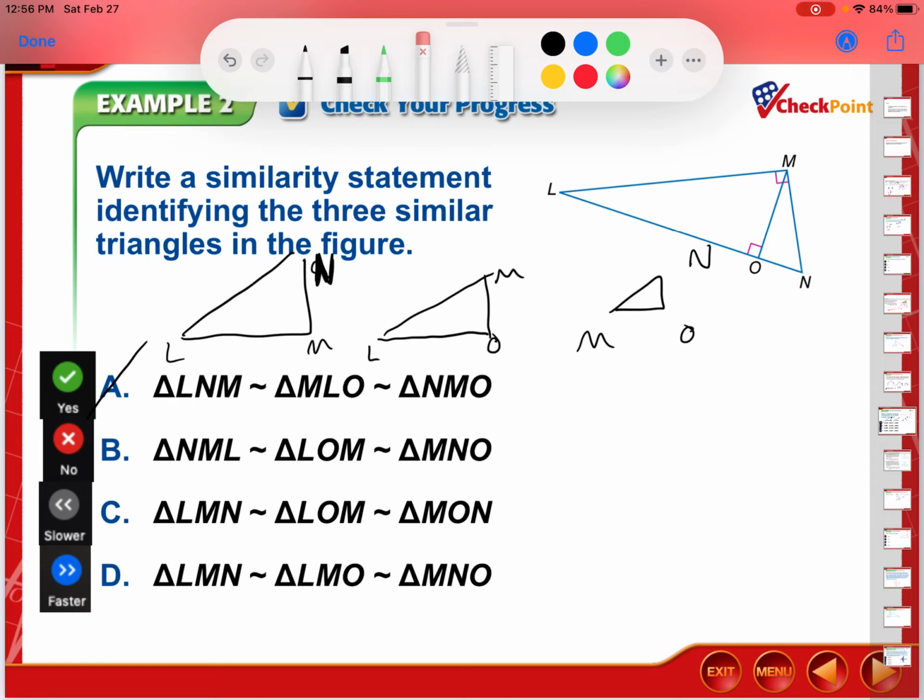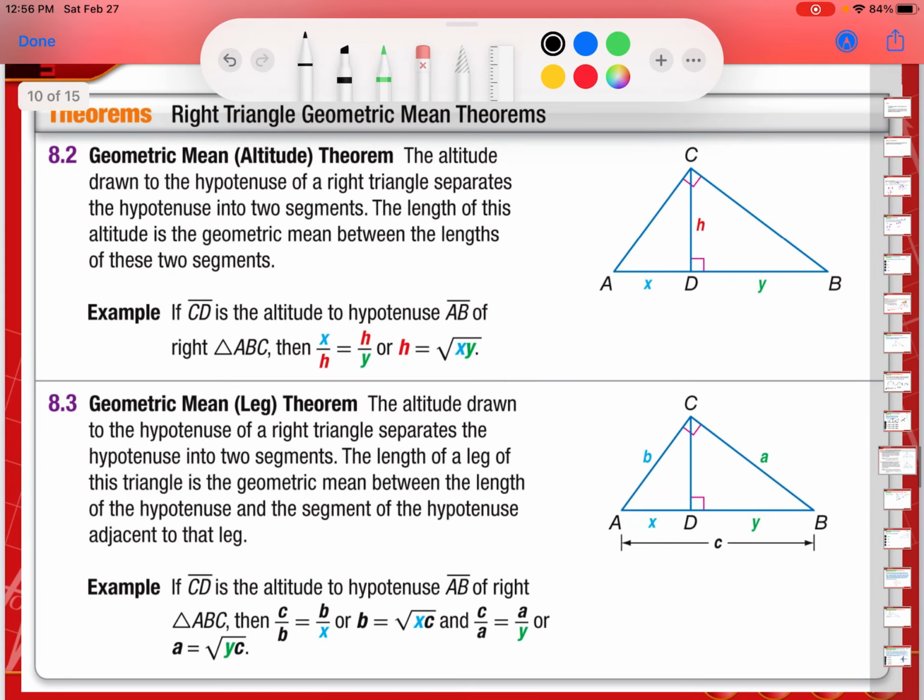All right. So NML, so top, bottom, left. LOM doesn't follow the same pattern, so it can't be B. C is LMN, so it's going from left to right to top. Left, right, top, LOM. Left, right, top, MON. Correct, so that has to be C. It's always C. We know that.